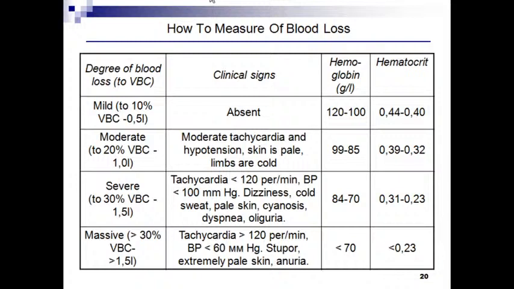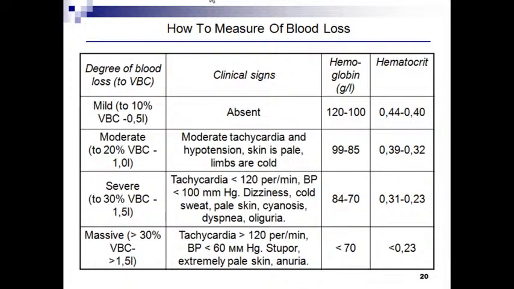If the patient has moderate tachycardia and hypotension, the skin is pale and limbs are cold, slight tachypnea, hemoglobin reduced to 99 to 85 grams per liter, and hematocrit also reduced, 0.39 or 0.32, it means moderate bleeding. Blood loss can be 1 liter.